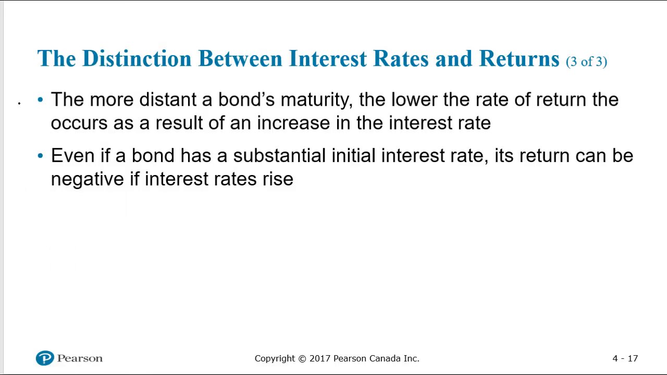Just bringing up a couple more points as we discuss the rate of return and some changes in interest rates. The more distant a bond's maturity, the lower the rate of return that occurs as a result of an increase in the interest rate. So for sure, if we increase the interest rate, we're going to decrease the price. So the longer the bond maturity, the lower the rate of return. It says here, even if a bond has a substantial interest rate rise, its return can be negative if interest rates rise. Yes, because as interest rates rise, price will come down. That return can be negative if you sell the bond before maturity.